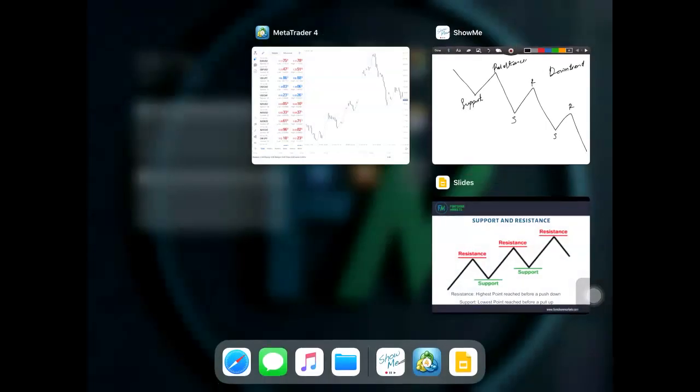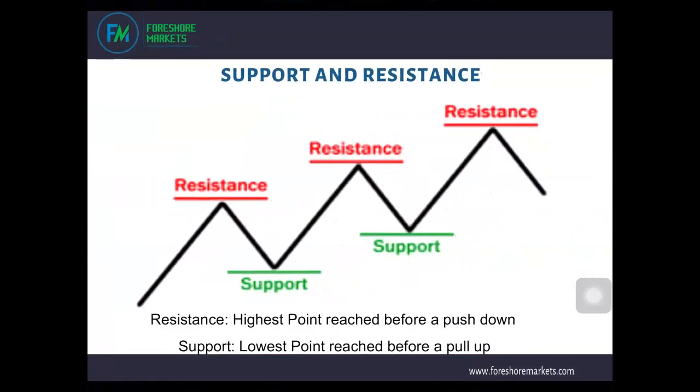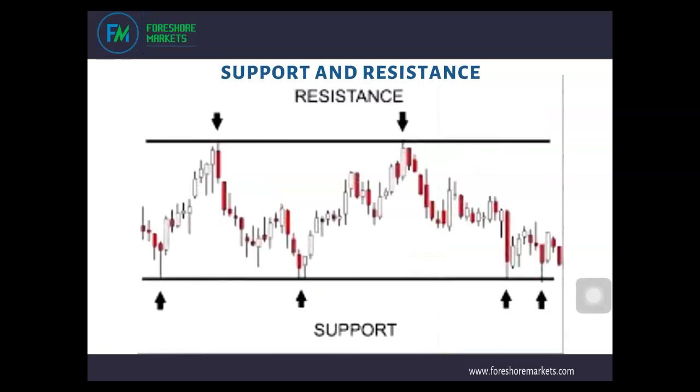Now, support and resistance can also be found in sideways markets. So it's not just uptrend and downtrend. Remember we talked about the ceiling, which is at the top, and the floor, which is at the bottom. Most times you will see the market behaving like this. When it's not trending upwards or downwards, it will trend sideways.